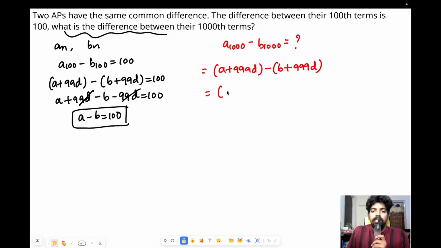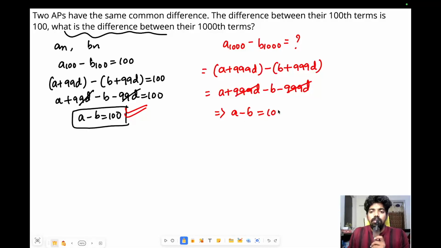I will remove the brackets. If I remove the brackets, a plus 999d minus b minus 999d plus 999d minus 999d will get cancelled. The remaining answer is a minus b. What is a minus b? We already found a minus b is 100. So the difference between the even 1000th terms is also 100.